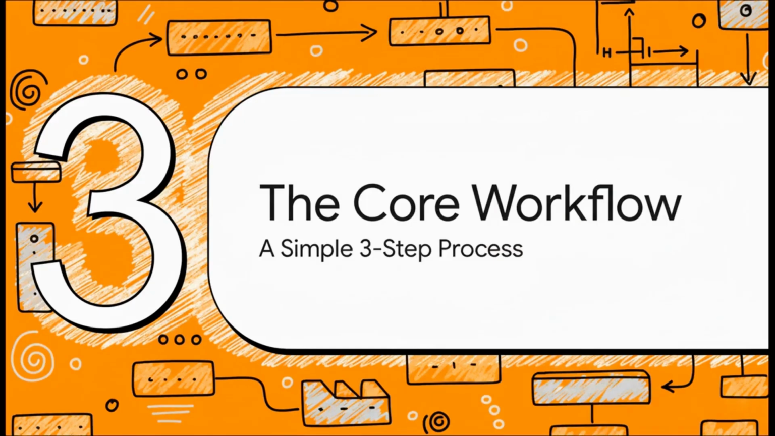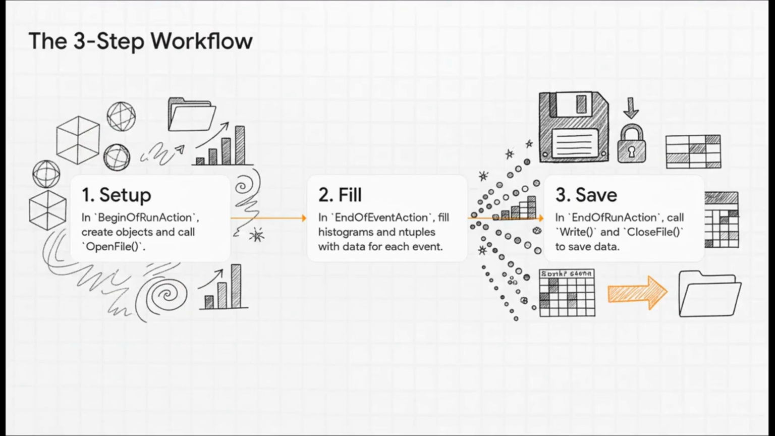So how do you actually use this thing? Well, it all comes down to a really simple logical workflow. And the beauty of it is that this whole process maps perfectly onto the natural structure of a Geant4 application you're already familiar with. It really just boils down to these three steps. First, in your begin of run action, you do all the setup. Create your histograms, open your output file. Second, in your end of event action, which runs after every single event, you fill those objects with data. And finally, in your end of run action, you save it all by writing to the file and closing it. Setup, fill, save. It's that easy to remember.